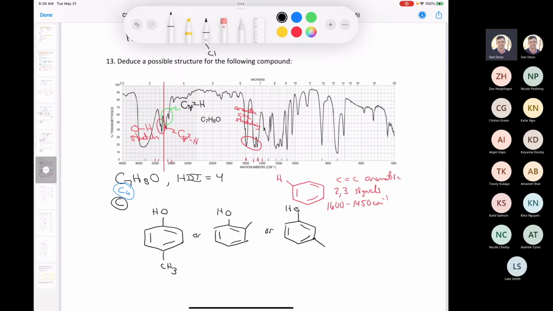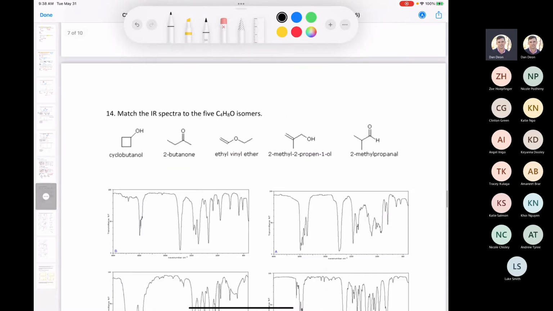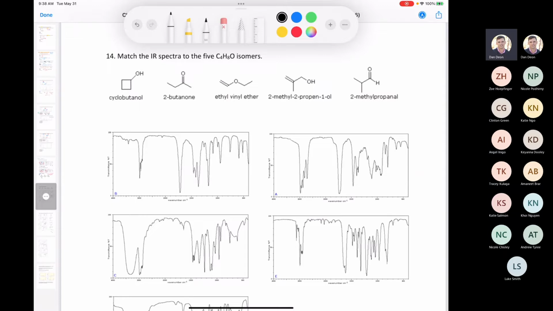Let's try one more, and then we'll have to move on to the next chapter. Let's see if we can match the IR spectra to all of these different isomers. All of these compounds are C4H8O. So we have cyclobutanol, then we have this alcohol that's got a double bond in it. We have an aldehyde, we have an ether, and we have a ketone.